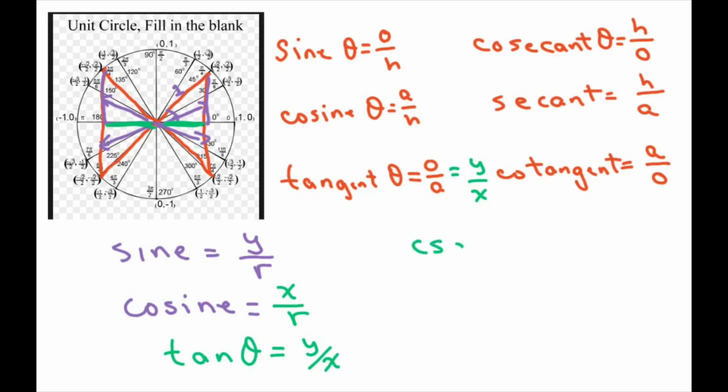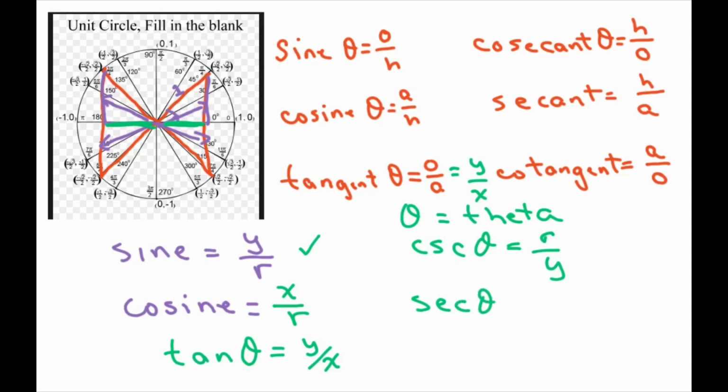And then for cosecant of theta, and remember theta is your angle, you just flip these. So that's going to be r over y. Secant is going to be r over x. And cotangent is going to be, you just flip tangent, and that's going to be x over y. Okay? So we're going to look at the ordered pairs that we've already done on the unit circle.